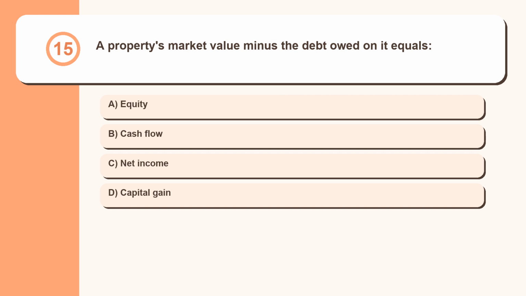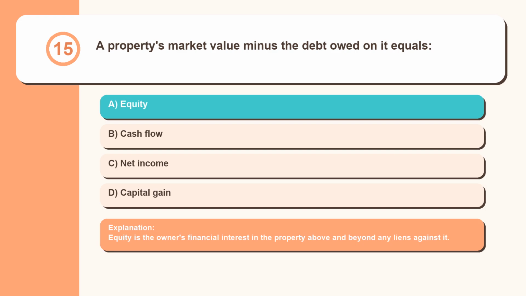Question 15. A property's market value minus the debt owed on it equals equity, cash flow, net income, capital gain. Equity is the owner's financial interest in the property above and beyond any liens against it.